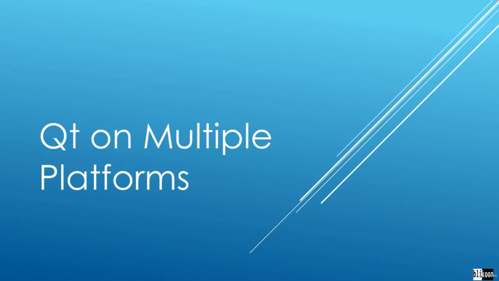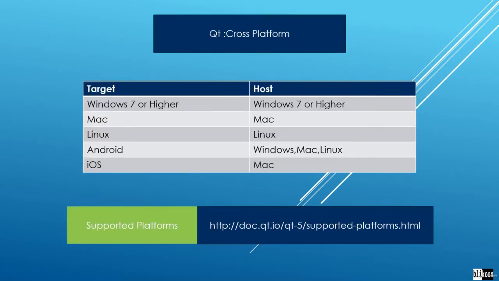In this lecture, we are going to visit the interesting subject of running your Qt Quick applications on multiple platforms. If you look here, we have a table that summarizes the situation of building your Qt applications on different platforms. When you want to build a Qt application for Windows, you need to build it on a Windows host. This is what we mean here. When you want to build for the Mac, you need to build on a Mac host. When you want to build on Linux, you need to build on a Linux host.